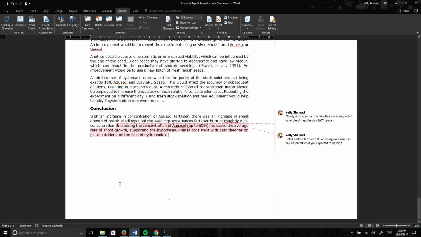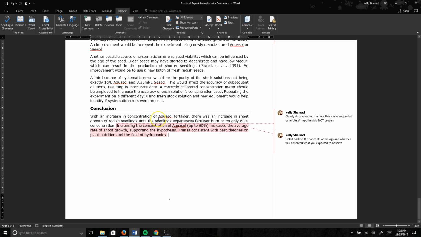And then finally, the conclusion. In the conclusion, you should clearly summarize the overall results. So in this case, they saw an increase of growth of shoots as the Aquasol fertilizer increased in concentration until roughly 60%, and then it started to die off because of fertilizer burn.